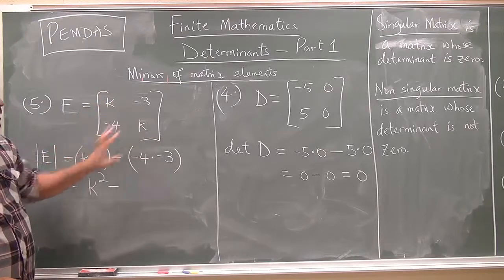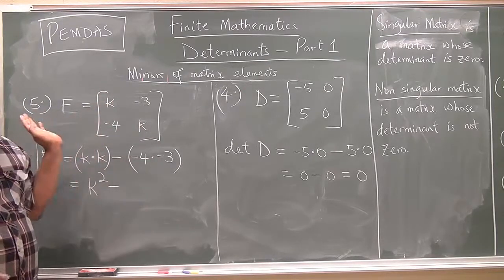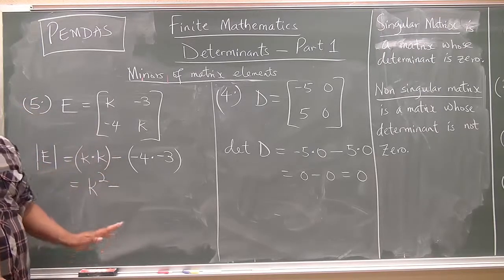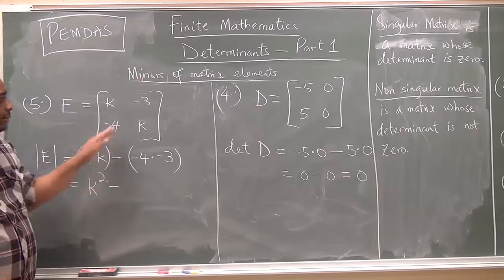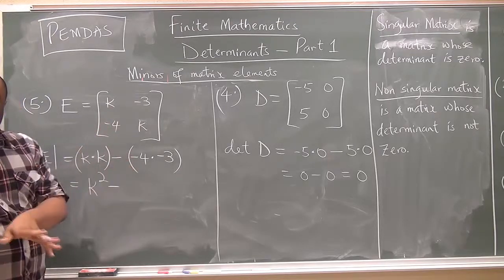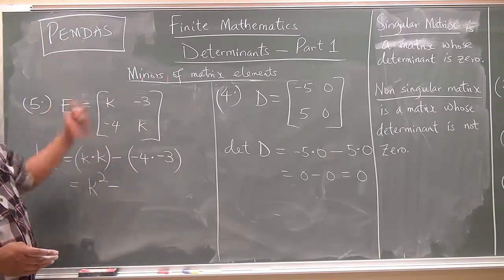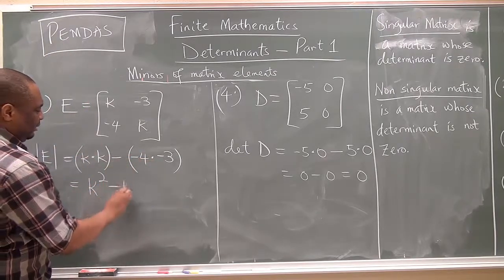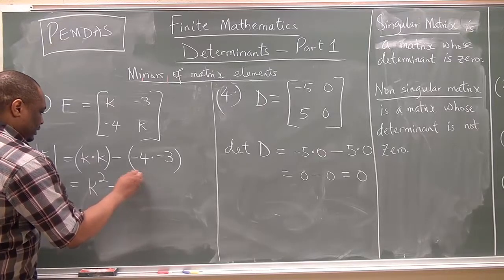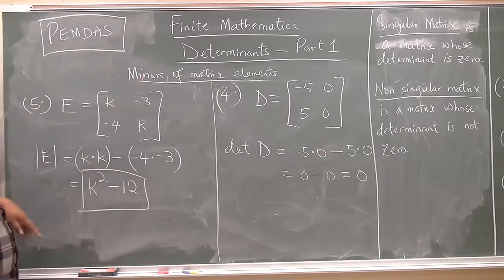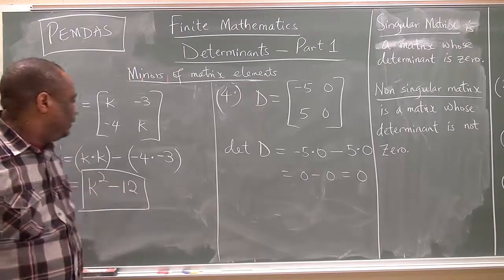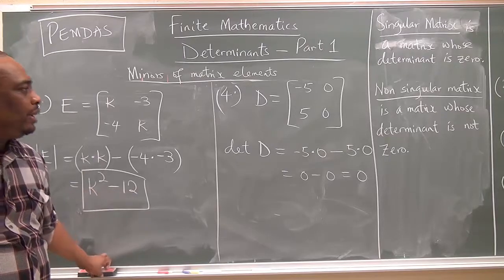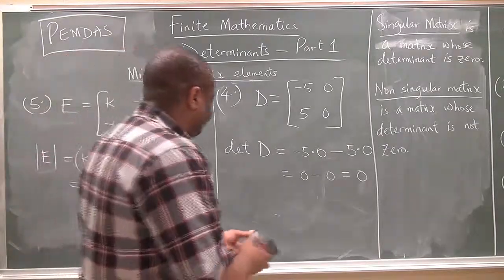Get this guy, K times K, K squared. Then write the minus down, then get minus 4 times minus 3, and then you now subtract. Use PEMDAS. You multiply first before you subtract. So minus 4 times minus 3 is 12. And this becomes your determinant: K squared minus 12. Okay? Now, this is not difference of two squares because 12 is not a perfect square. So you just leave your answer like that.